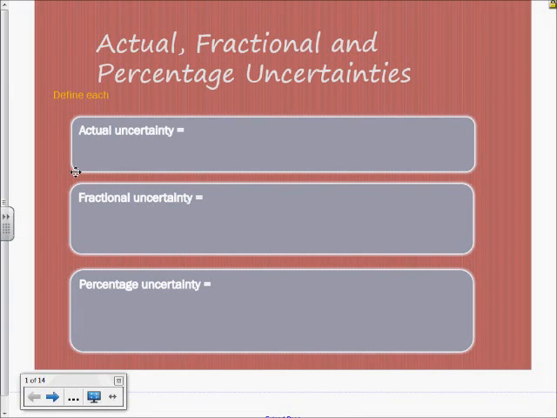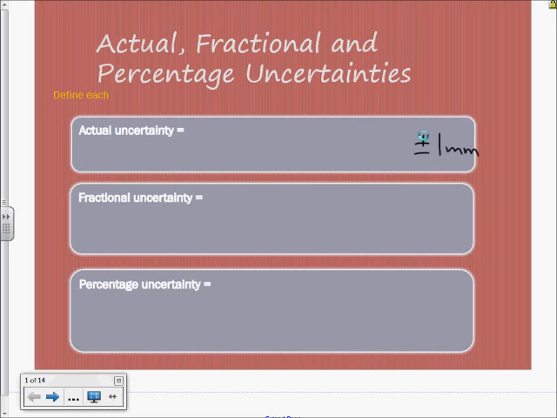Okay, just to talk a bit more about uncertainties. There are three ways that we can express uncertainties. The first is by talking about the actual uncertainty, the actual uncertainty being the maximum amount by which we think a measurement could be out by. So when we were talking about a meter rule, the uncertainty might be quoted as plus or minus 1 millimeter.